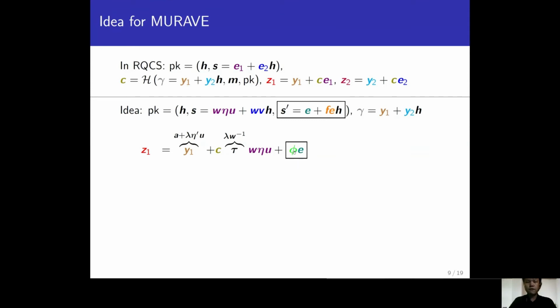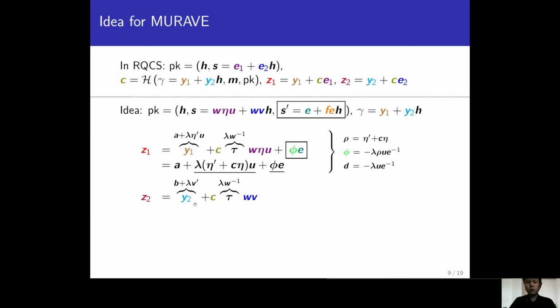So what is the purpose of this phi? I'm going to simplify these equations, and what we want to achieve here is to make sure the underlying term becomes 0. Essentially phi is just equal to minus lambda rho UE inverse. And this will make Z1 just equal to A. So all the secrets over here will disappear.